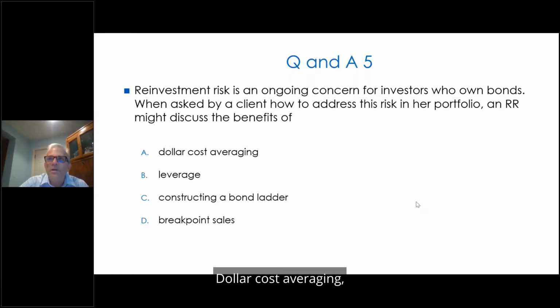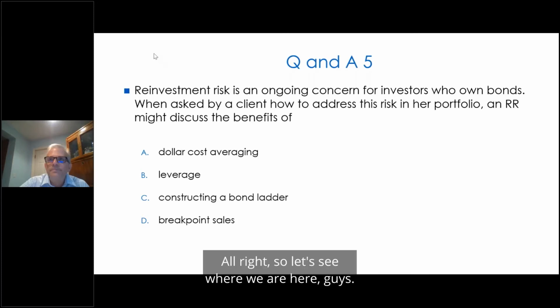Dollar cost averaging, could that be the magic bullet? What about leverage? What about a bond ladder? I've heard something about a bond ladder, haven't quite figured out what it is just yet. Breakpoint sales.